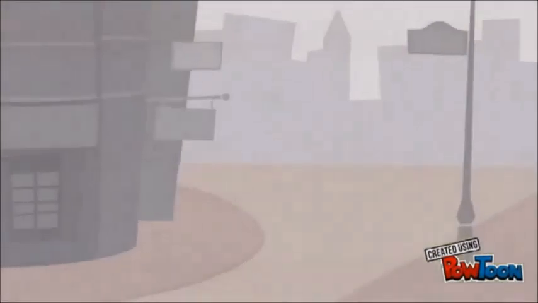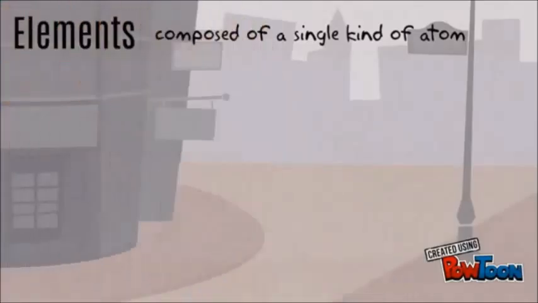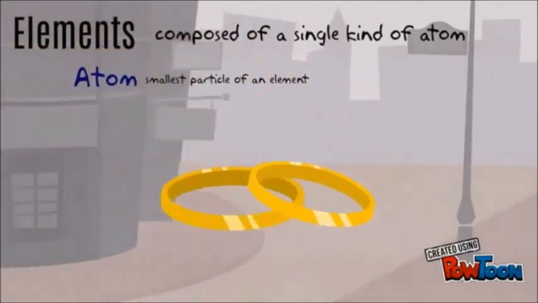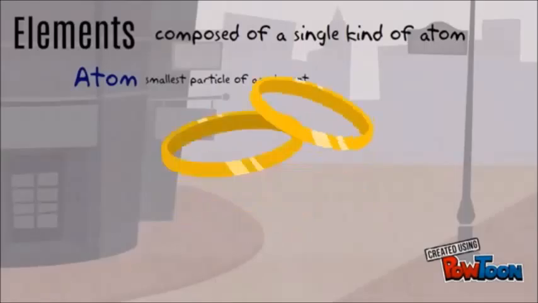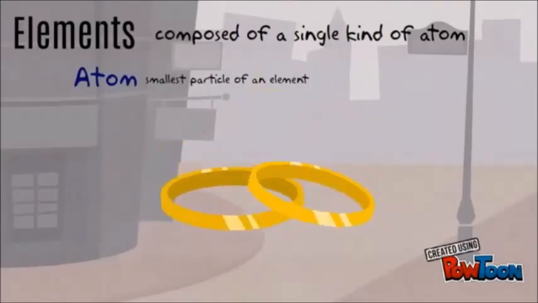Under pure substances lie elements and compounds. An element is composed of a single kind of atom. An atom is the smallest particle of an element that still has all the properties of the element. Here is an example. Gold is an element.